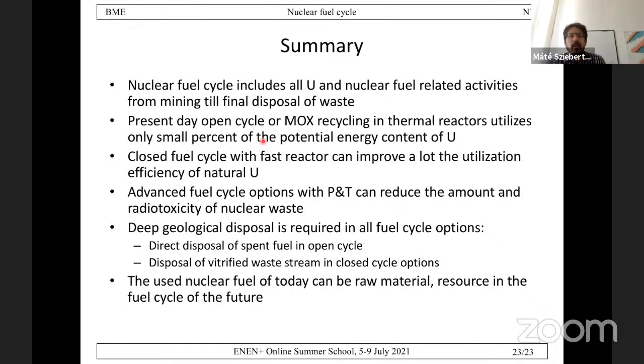In the uranium leaching, it can be either an acid or a base. It's practically carbonic acid usually, or a very light solution of sulfuric acid.